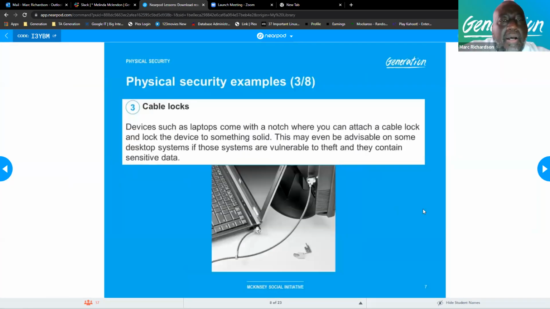Okay, cable locks. Devices such as laptops come with a notch that you can attach a cable lock to and lock the device to something solid. This may even be advisable on some desktop systems if the systems are vulnerable to theft and they contain sensitive data. As we did discuss before, if you have a laptop, you probably do have a spot on your laptop where you can attach a cable lock to it, and you can secure it wherever you need to secure it.